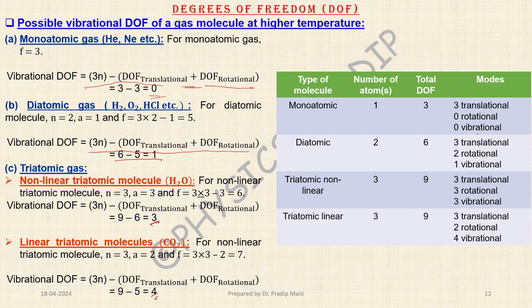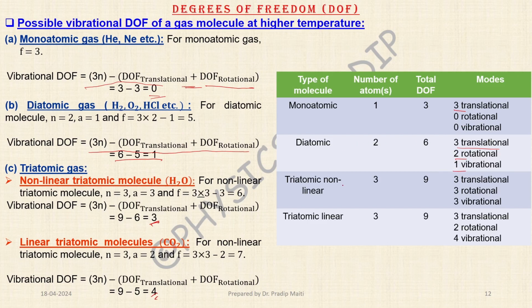This table represents different gas molecules, the number of atoms, total degrees of freedom and their modes. Modes means translational or rotational or vibrational. So monoatomic gas has only 3 translational modes. Diatomic gas has 3 translational modes, 2 rotational modes and 1 vibrational mode. Modes means the transition of energy. If we give some energy, how the molecule behaves or how the energy will be distributed in different parts.